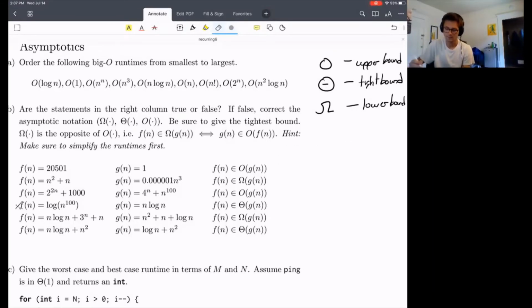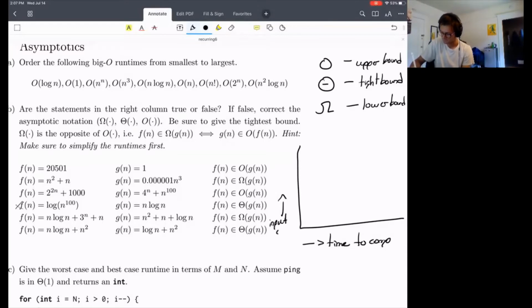we can represent that graphically as well. So let's say you have a graph here, and here is time to complete, and here is input size. So if something is linear, it's going to look like this. It's going to be a graph like this, right? And this is what we were just doing with our array.